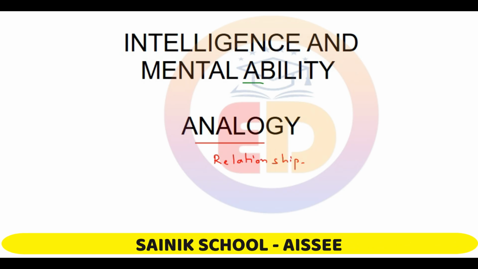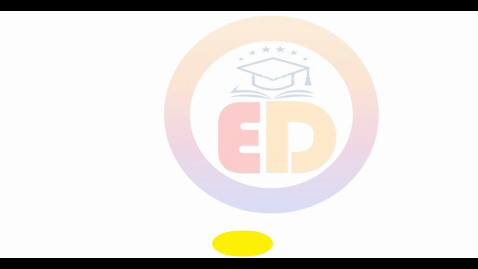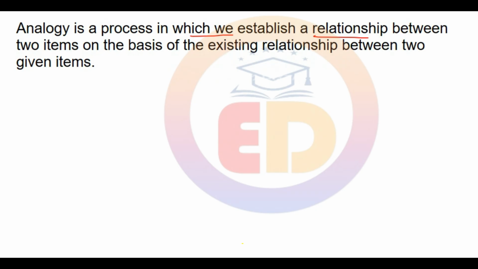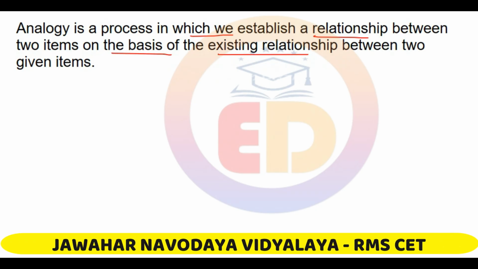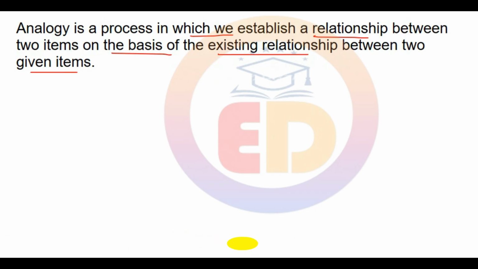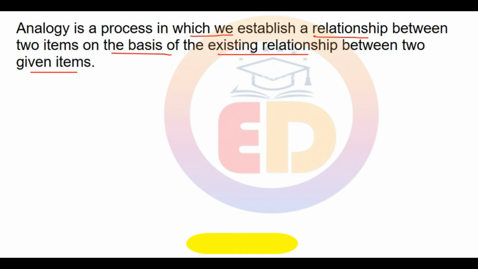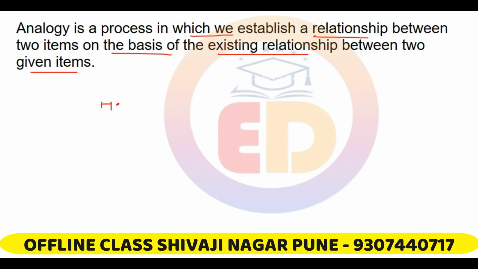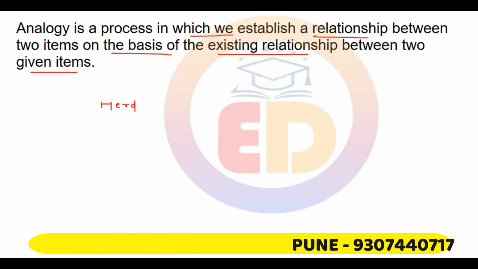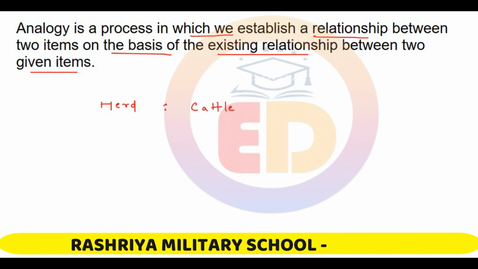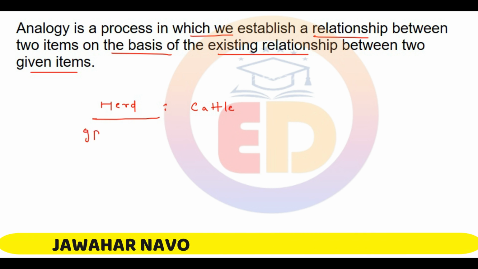Let us understand the basic definition. It is a process in which we establish a relationship between two items on the basis of existing relationship between two given items. What does it mean? Let us understand through an example. Suppose two words are given: herd versus cattle. Relationship between herd and cattle is a group of cattle is called herd.